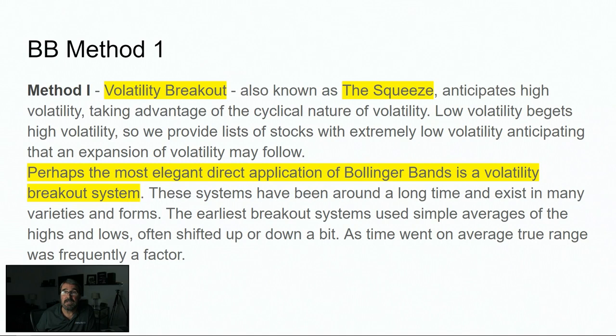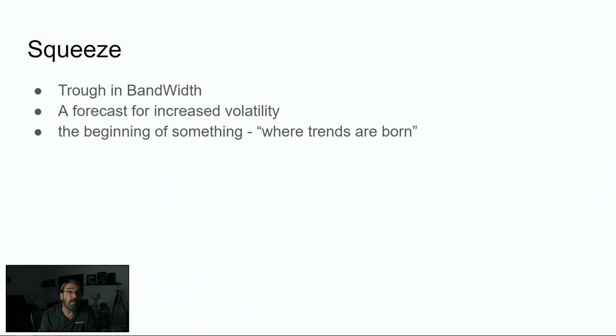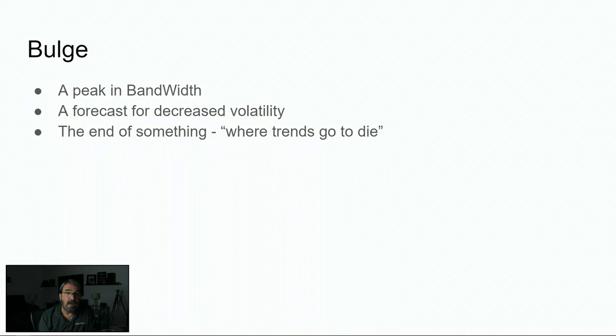So there's two things in the squeeze. You have the squeeze and the bulge. So the squeeze is a trough in the bandwidth. Remember, we had the bandwidth on the chart, and when we saw a trough, that was showing that there was a squeeze or a contraction of Bollinger Bands. That forecasts increased volatility, and in Mr. Bollinger's own words, it's where trends are born. When you have a bulge, that's a peak in the bandwidth. It's a forecast for decreased volatility, and again, that's where trends go to die.